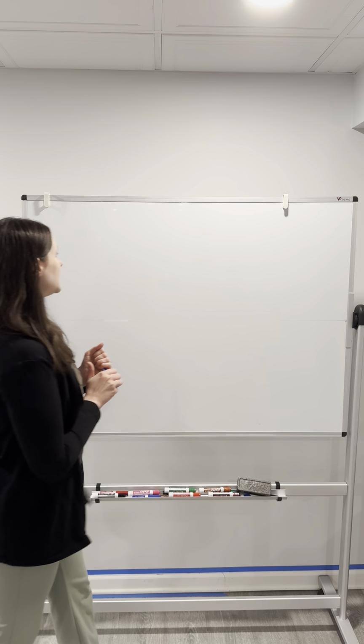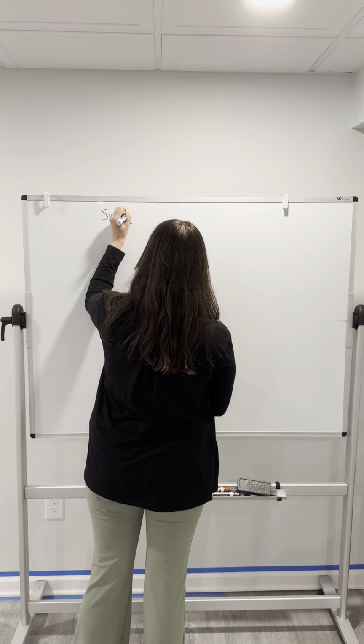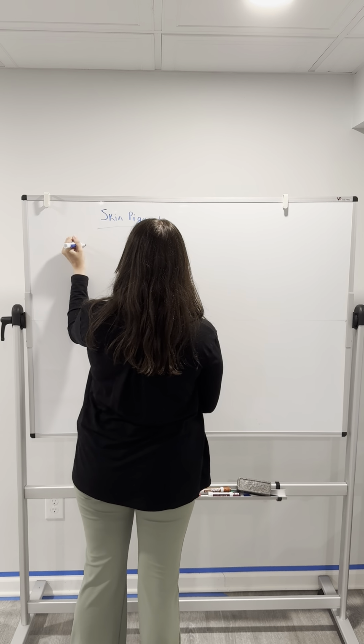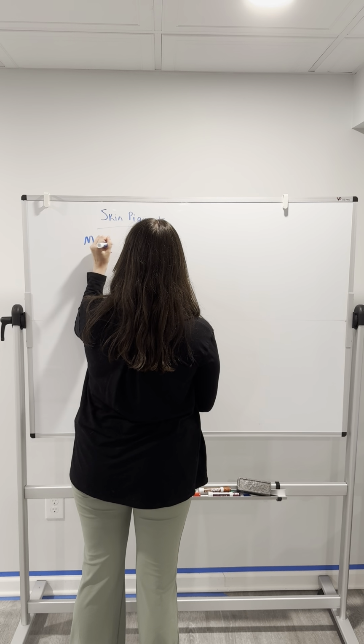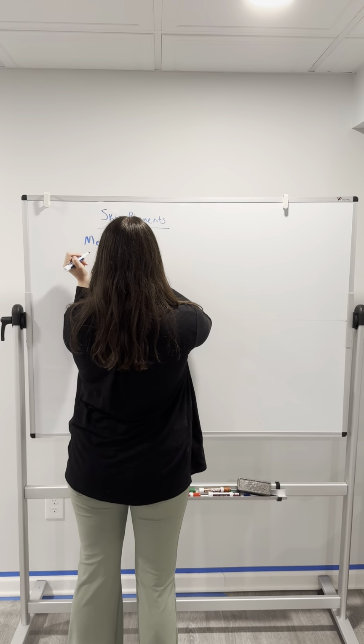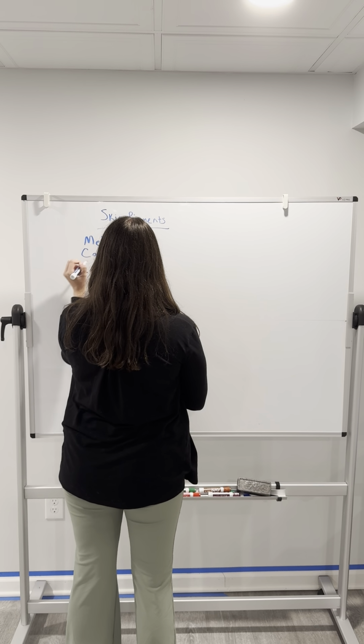2 other skin pigments we have. So here, I'll write skin pigments. So that was melanin, the only one made in the skin. We also have keratin and hemoglobin.